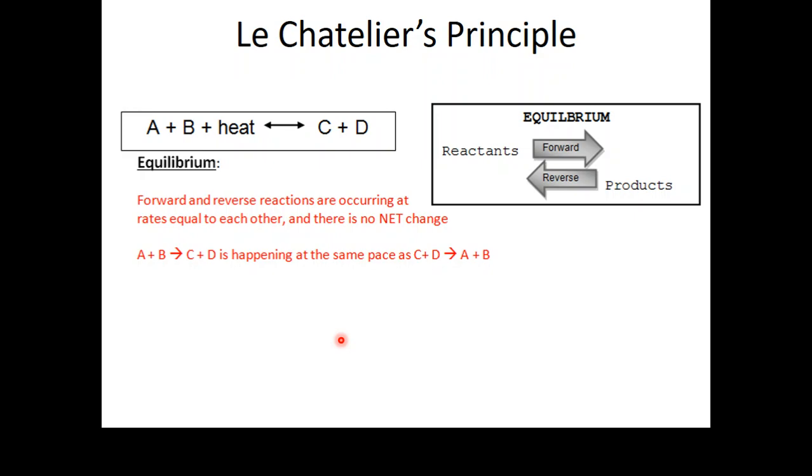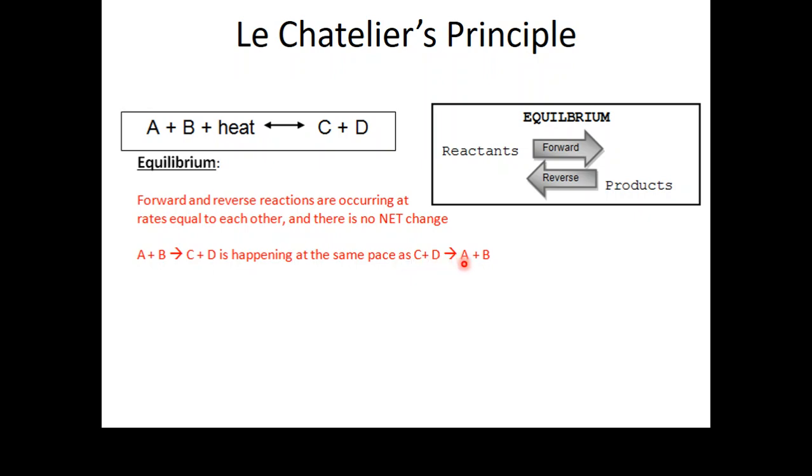So dealing with Le Chatelier's principle, what we're going to be talking about here is the effects that you can have on equilibrium. Just to remind you, in equilibrium, the forward and reverse reactions are occurring at equal rates to one another. Therefore, there's no net change from your reactants into your products.